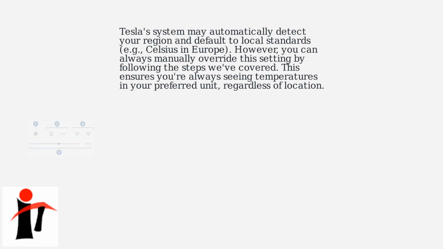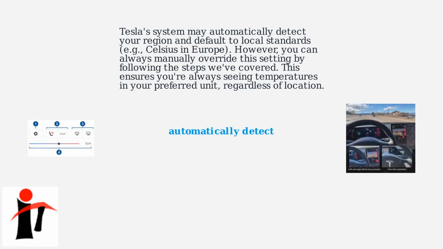Tesla's system may automatically detect your region and default to local standards, such as Celsius in Europe. However, you can always manually override this setting by following the steps we've covered. This ensures you're always seeing temperatures in your preferred unit, regardless of location.